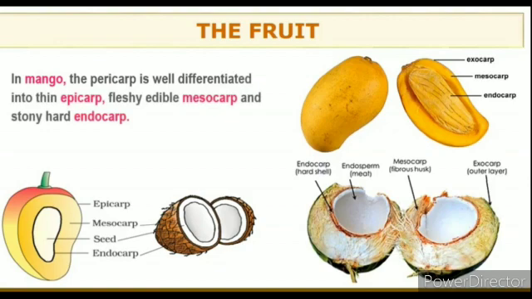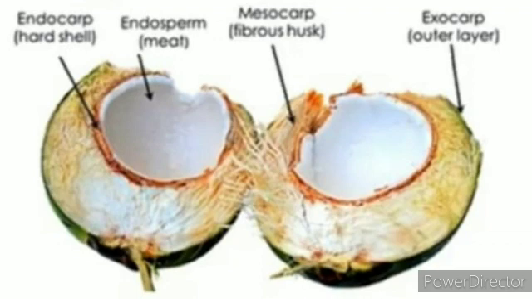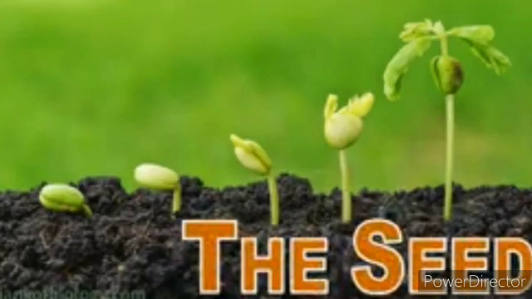Okay. Then when we take the coconut, there we can see that the mesocarp is fibrous and the outer layer is very stony and hard. Next we will discuss the seed.